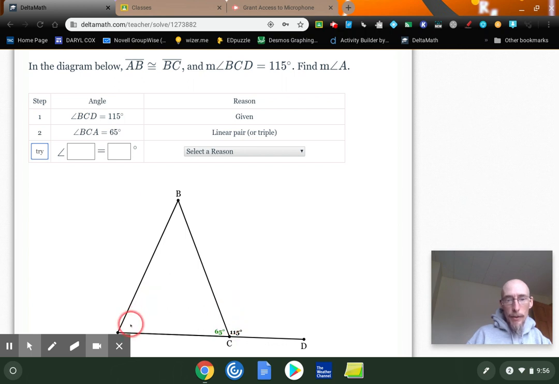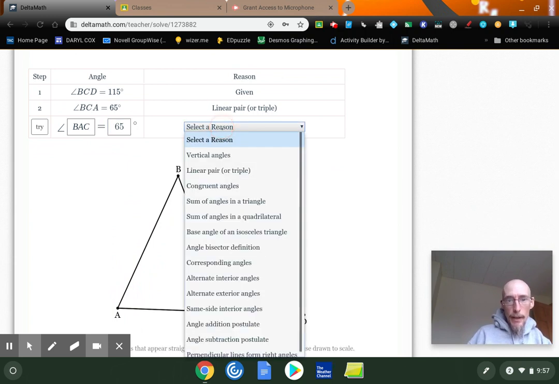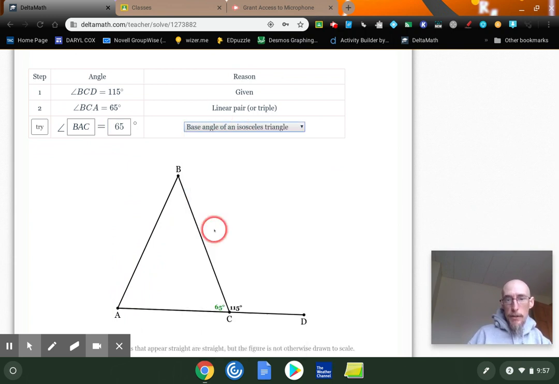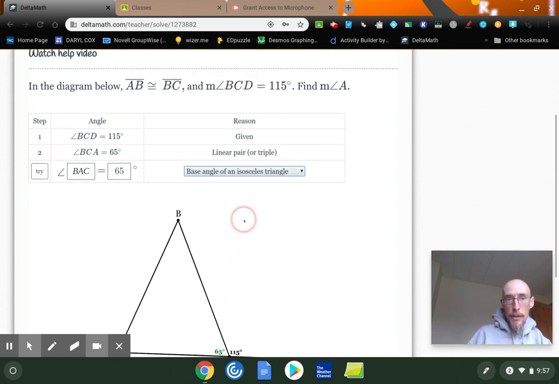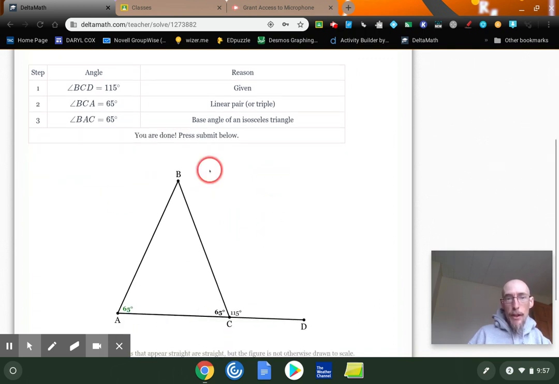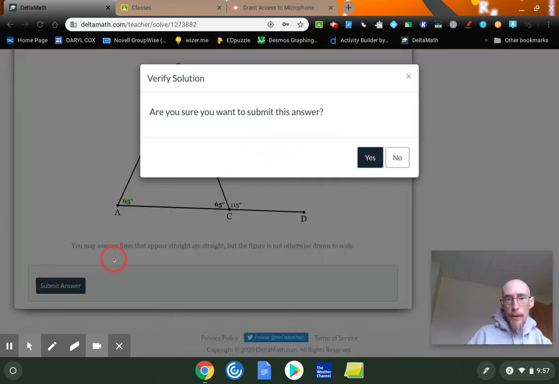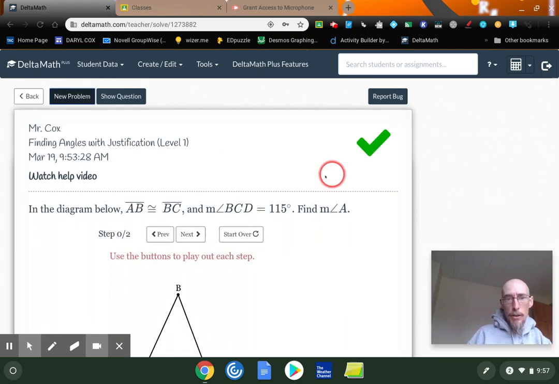Well, now I can look at this and go, now I know that, I think that's an A down there, yeah. Angle BAC, that's this angle down here, now has to also be equal to 65 degrees. And the reason I know that is because base angles of an isosceles triangle are the same. How did I know it is isosceles? Because they told me up here, AB is congruent to BC. So let's try that. Boom, and you're done. They even tell you, hey, you got it, press submit. So I can submit my answer. Okay, are you sure? Yes, I'm sure because they told me I was.